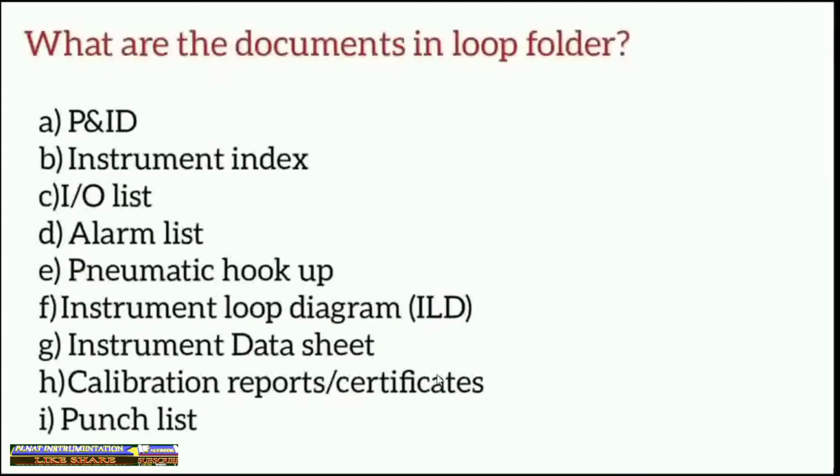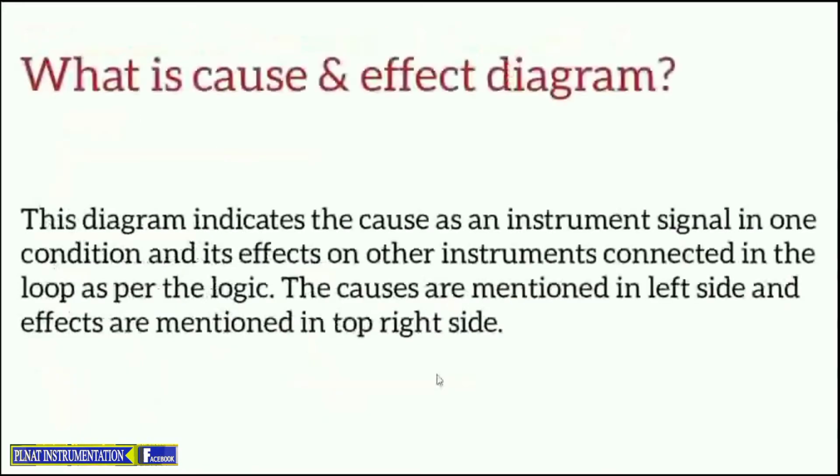What are the documents in loop folder? P and ID, instrument index, IO list, alarm list, pneumatic hookup, instrument loop diagram, ILD, instrument data sheet, calibration reports, certificates, punch list.